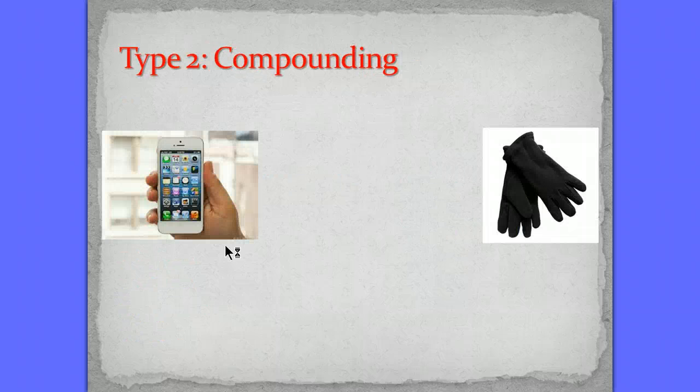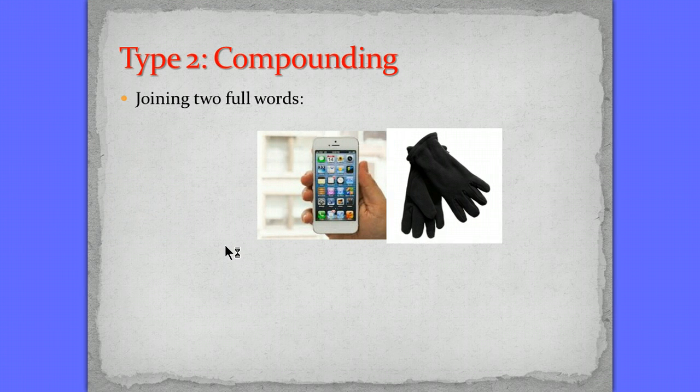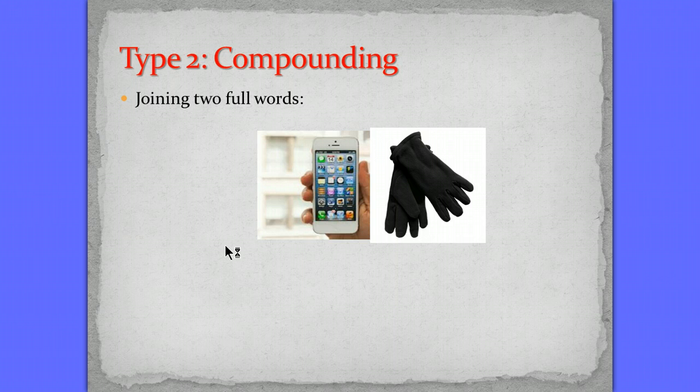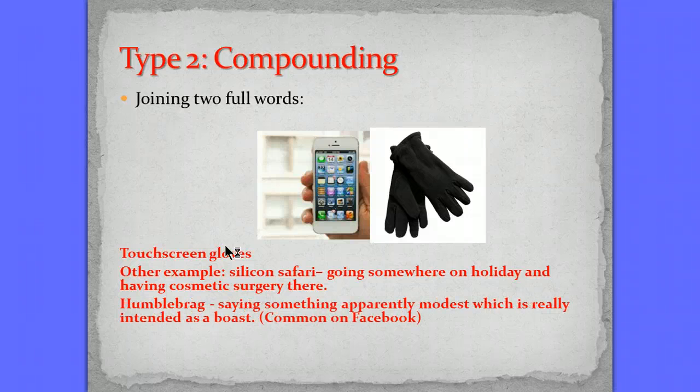Another type is compounding, and that's when you join 2 words that can stand independently. Here we see that the touchscreen and glove merge like that. Touchscreen and glove merge, and what does that create? Well, we've created a new word, touchscreen gloves. Okay. Other new examples are silicone safari, going somewhere on holiday and having cosmetic surgery there. Humble brag, saying something that's apparently modest, which is really intended as a boast, common on Facebook.